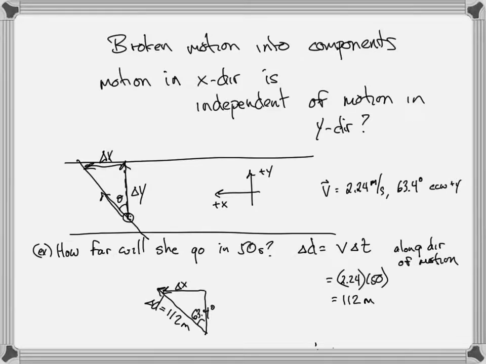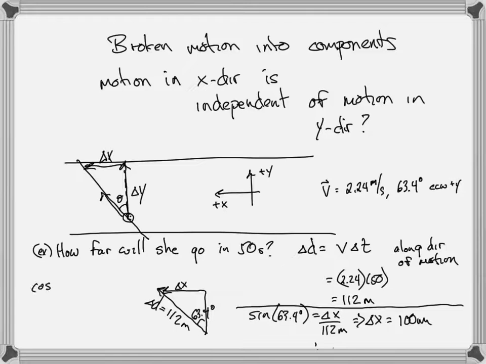And so delta x, we can say that sine of 63.4 degrees is equal to opposite over hypotenuse, delta x over 112 meters. So therefore, delta x is equal to 100 meters. And we can do the same thing for delta y. Cosine of 63.4 degrees equals delta y over the hypotenuse, 112 meters. And what do you think delta y is? Delta y is plus 50 meters.